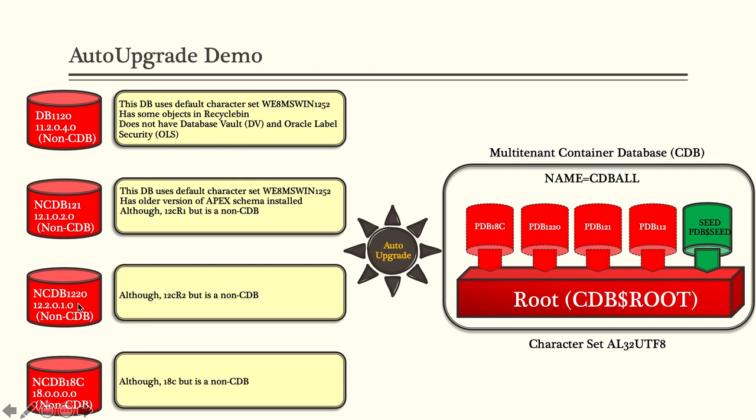Then I have a 12.2 database, and then I have an 18c database. They are again non-CDBs. Then I will run AutoUpgrade, and at the end of AutoUpgrade, my CDB, as of now, will have only the root container and the PDB seed template. And at the end of an AutoUpgrade, all these databases will come and sit as if they are pluggable databases inside my container database.